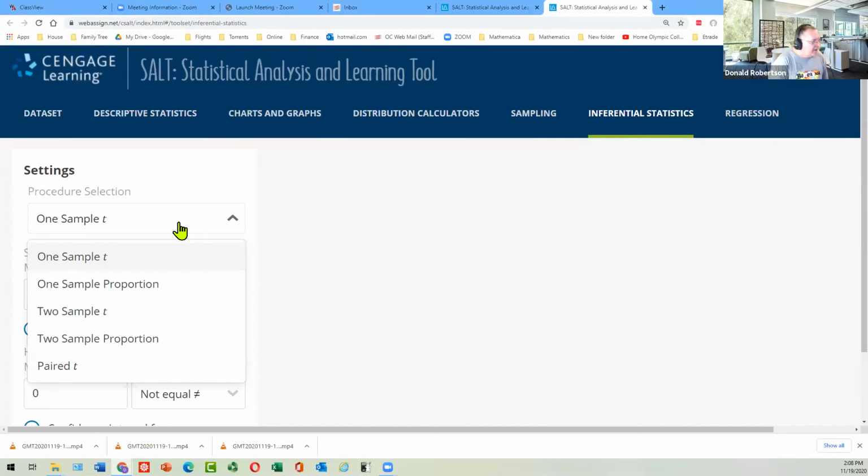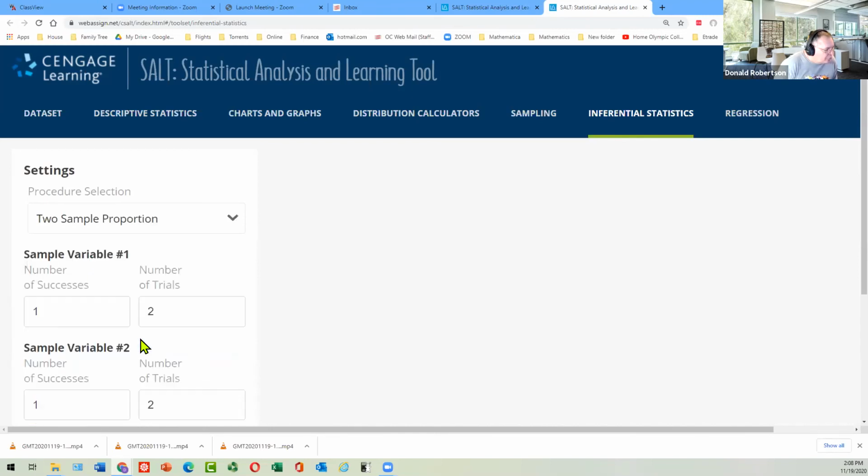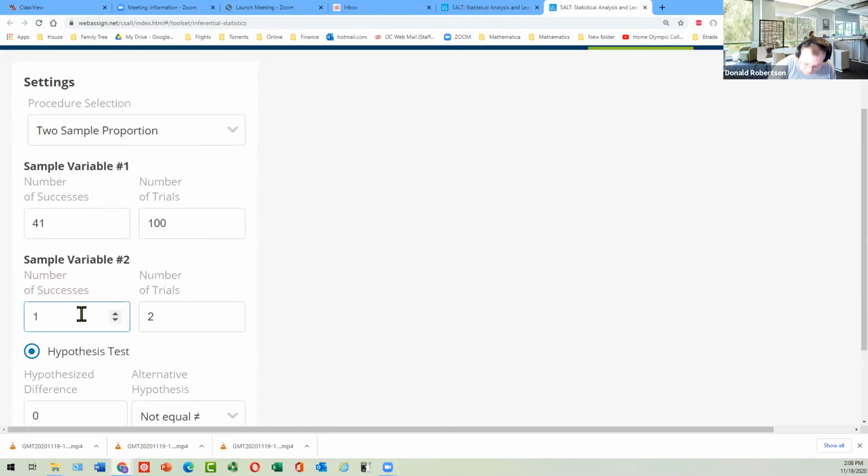Now I'm clicking on this guy. Although you've never seen it before, can you tell by looking at this list that we're going to be looking at a two sample proportion? Does that name make sense because of the story? Two different proportions, two different populations. Now, the first one is going to be the Americans, and that's 41 out of 100. The second variable is going to be the French, and that's 120 out of 250.